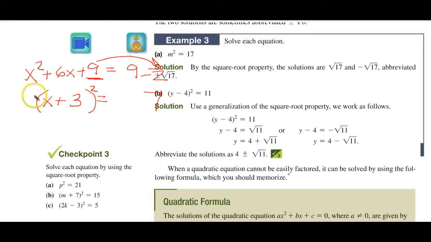We now take the square root of this side. We get x plus 3 equals plus or minus the square root of 7 now. And we just transpose the 3, and we get x equals negative 3 plus or minus the square root of 7.